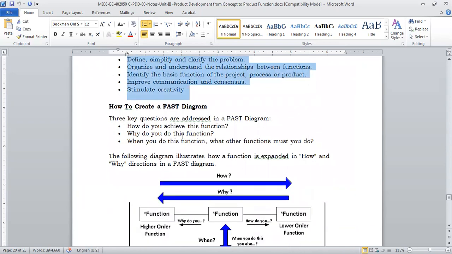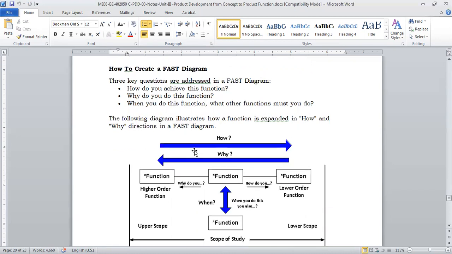Now, how to create a FAST diagram? There are three questions addressed in a FAST diagram. How do you achieve the function? How are you going to do it? Why do you do this? Why are we going to do this function, process, or product? And when do you do this function? While doing this function, what other functions must you do? So how and why are the basic questions, and while doing this, what other functions you must do.